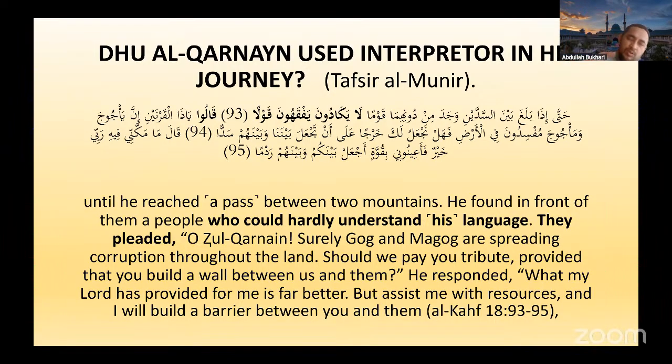And some scholars say, mostly scholars say, that it is the Caucasian mountains somewhere in Azerbaijan, something like that. And then it is mentioned in this hadith, until Dhul Qarnayn reached a pass between two mountains. He found in front of them a people who could hardly understand his language. And then after that, the people of that place, whose language is very difficult to understand, somehow could communicate with him.